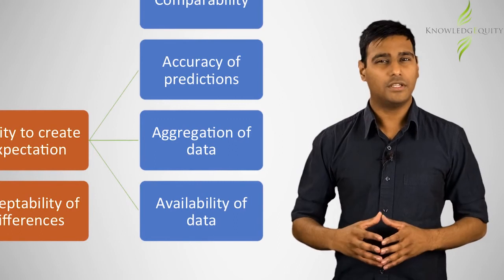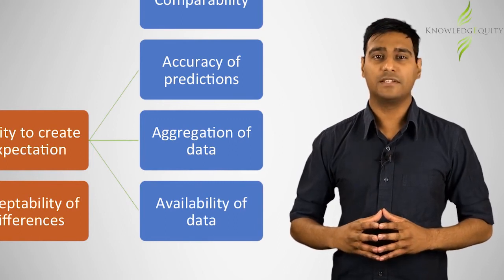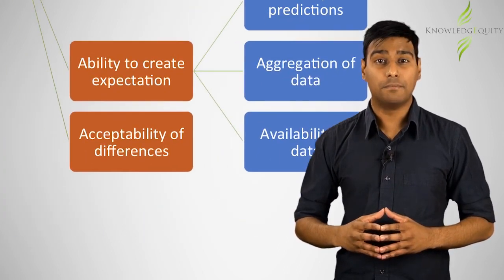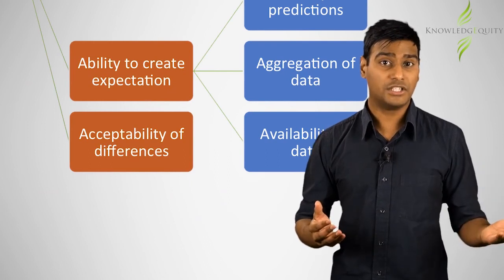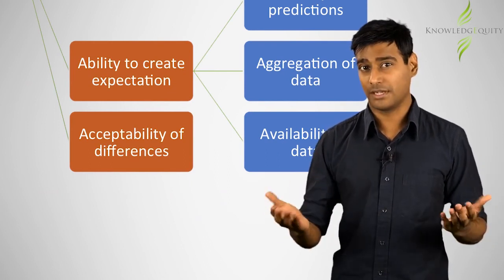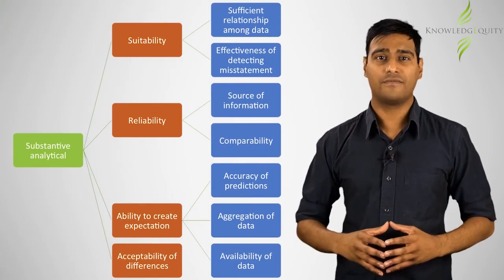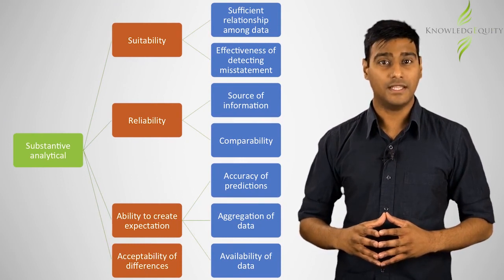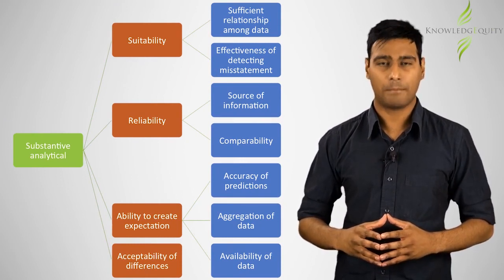The final factor we need to consider when designing substantive analytical procedures is the acceptability of the difference between the expectation we created and the actual amount. To recap, when designing substantive analytical procedures, there are 4 very important factors that we need to consider. These are set out in ISA 520, paragraph 5.